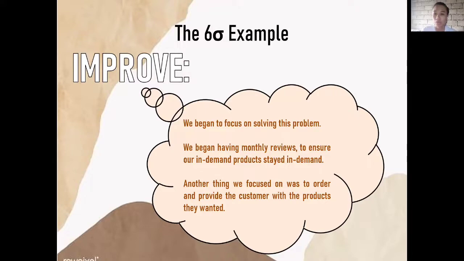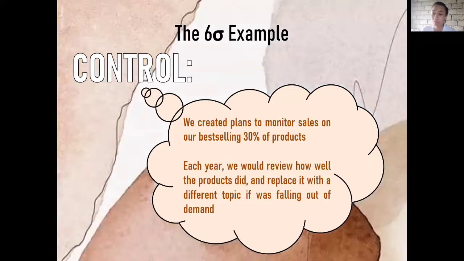Another thing we focused on was to order and provide the customer with the products they wanted. And then the last is control. We created plans to monitor sales, our best selling 30% of products. Each year, we would review how well the products did and replace any that were falling out of demand.